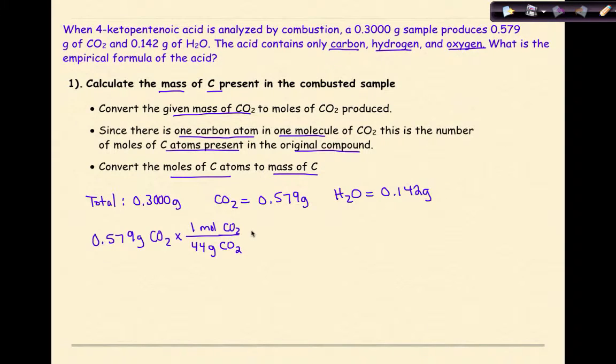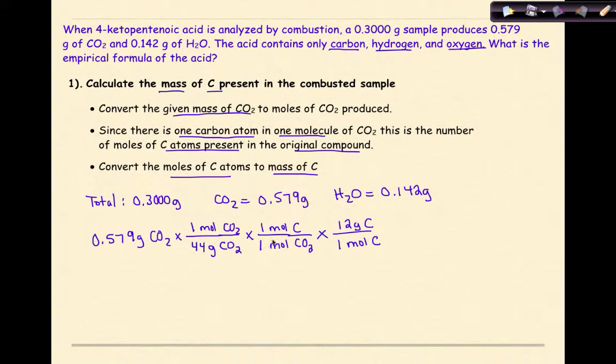Now, this next step is key. I want to get out of moles of CO2 and into moles of just carbon. So we know that 1 mole of CO2 is equal to 1 mole of just carbon, because in the original sample we just have 1 mole of carbon since there's no subscript; it's an assumed 1. So now I'm in moles of carbon, and I want to go into grams of carbon, because that's the final thing that I want. We know that 1 mole of carbon is equal to 12 grams of carbon, the atomic mass of carbon.